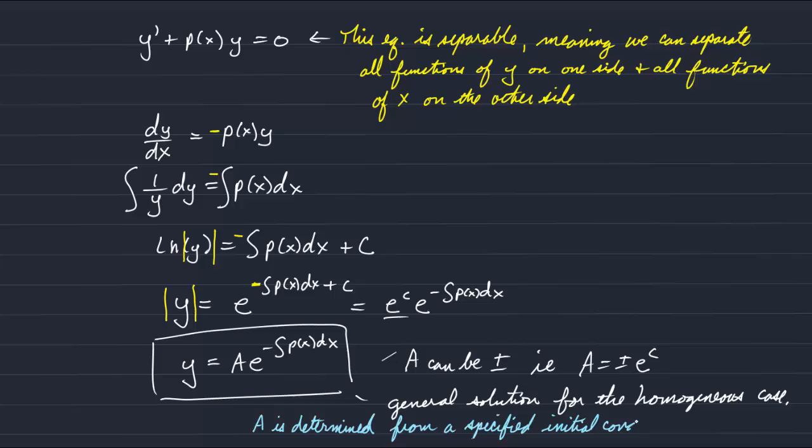And remember, an initial condition is a condition on y specified at a single point in x. And if that is specified, then we can solve for the specific value of A for that specific initial condition. So here's an example.